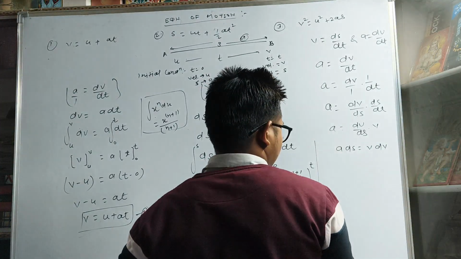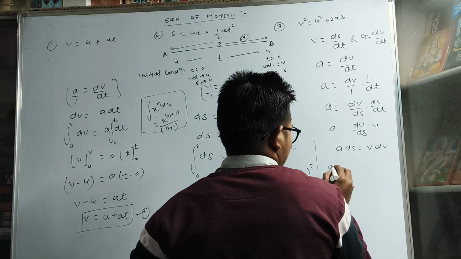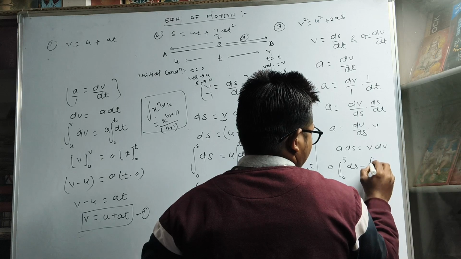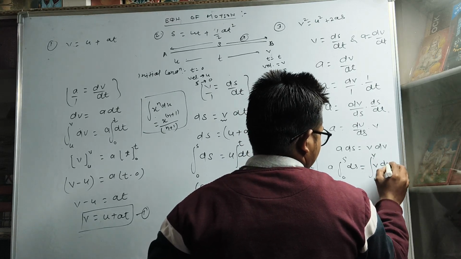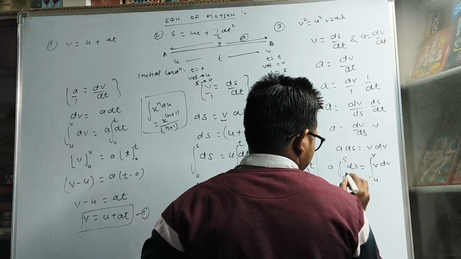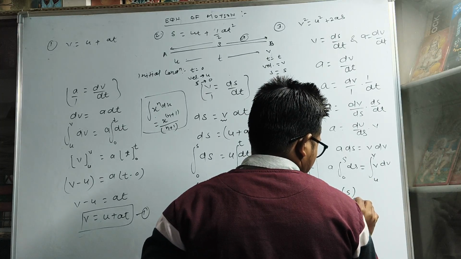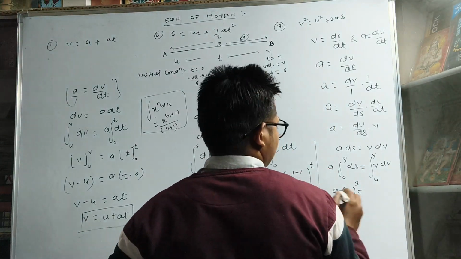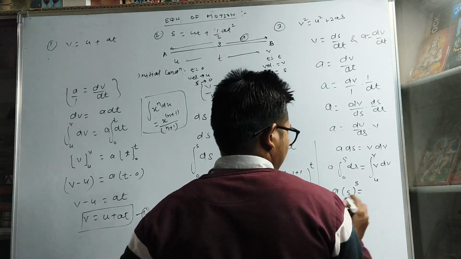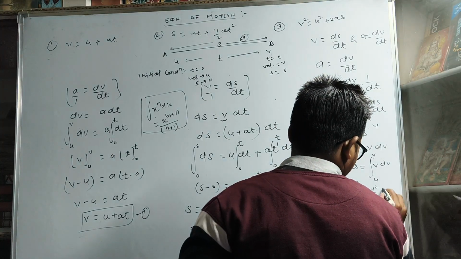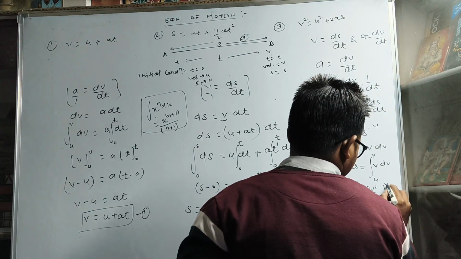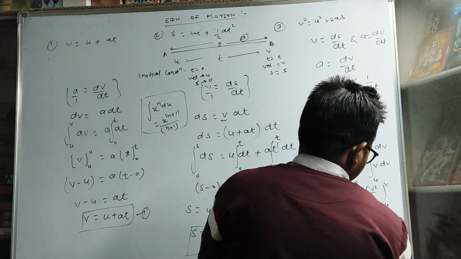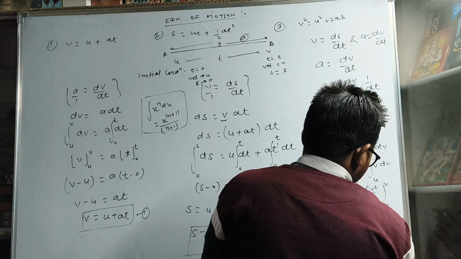Now integrating from the initial to the final position, that means a times ds from 0 to s, and v dv from u to v. The integration of ds is simply s, from 0 to s. The integration of v is similarly v square by 2, from u to v. So this is a s minus 0, and this is v square by 2 at the upper limit and the lower limit.